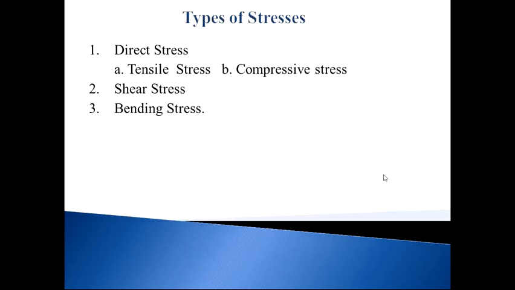Then the types of stresses. First is direct stress, that is tensile stress or compressive stress. The second one is shear stress, and the third one is bending stress.